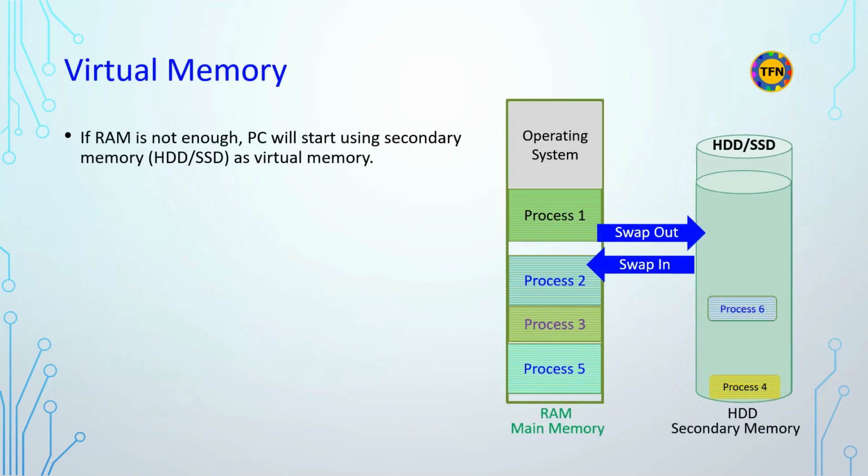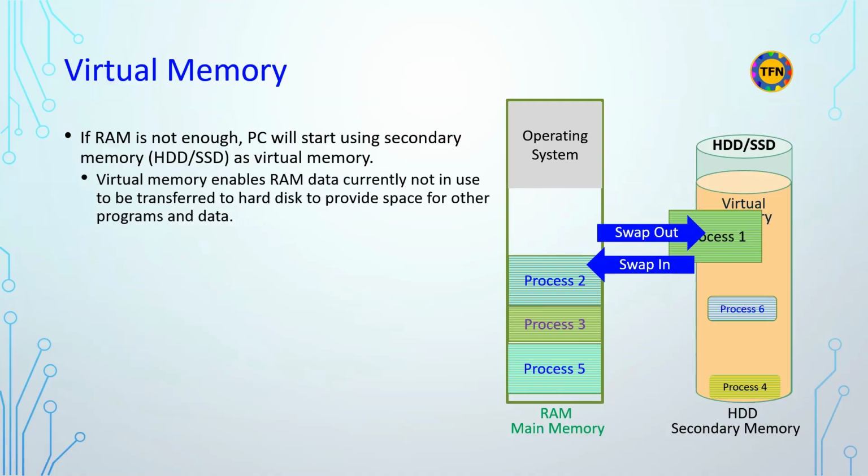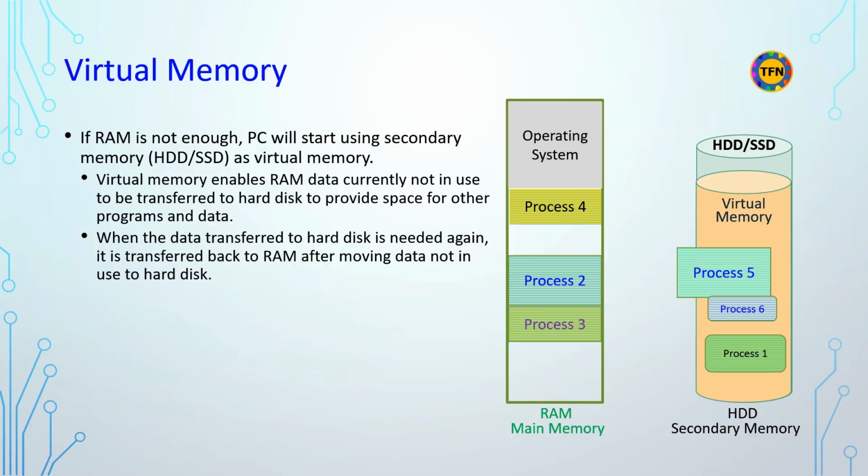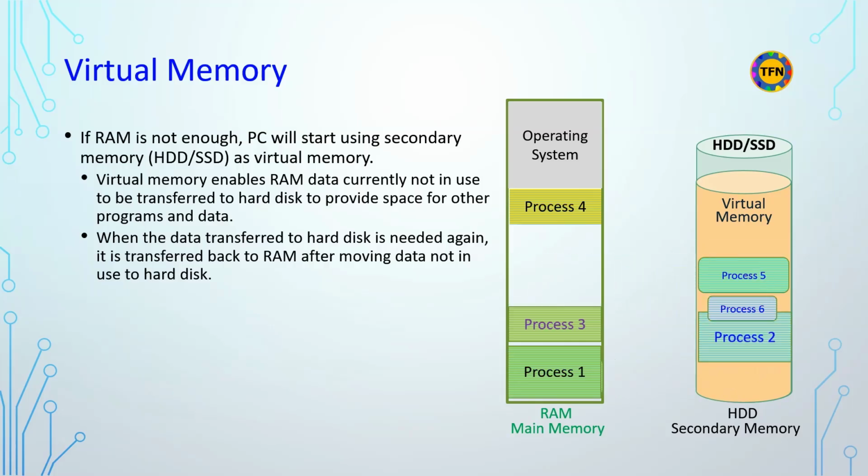A PC will start using part of the HDD or SSD as virtual memory if RAM is not enough for current tasks. RAM data currently not in use is transferred to the hard disk to provide space for other programs and data in RAM. When the data transferred to the hard disk is needed again, it is transferred back to RAM after moving data not in use to the hard disk.